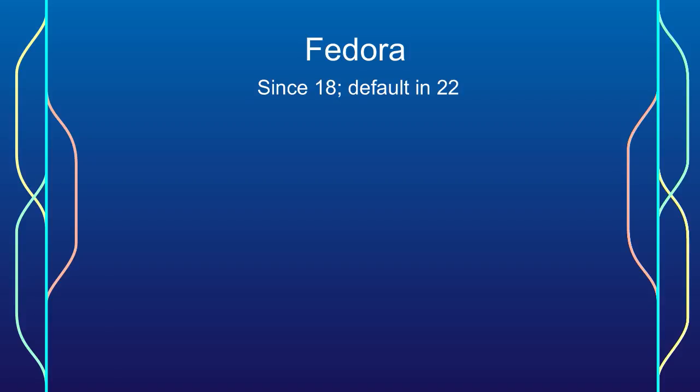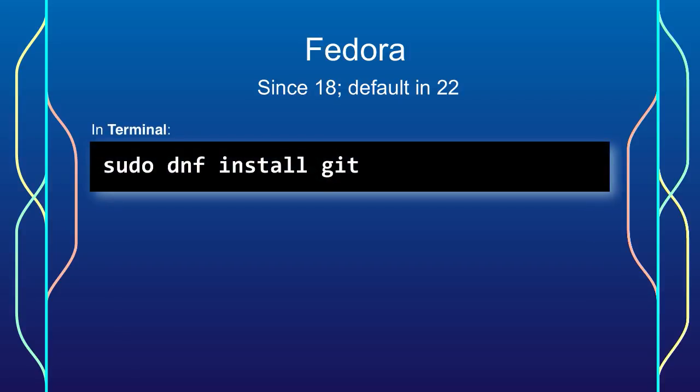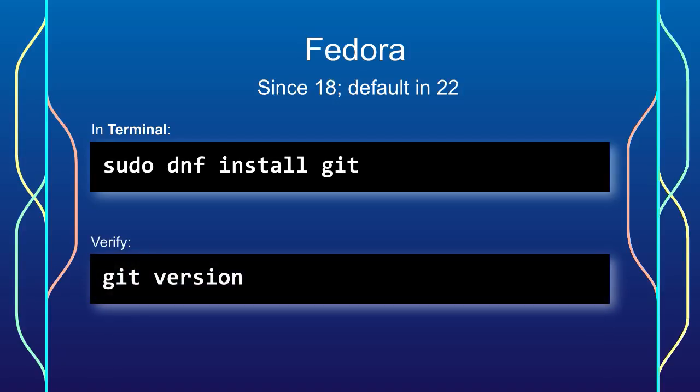Now, if you're running a relatively modern version of Fedora, this has been available since version 18, but it became default in 22 afterwards. You can use the newfangled dnf command, which is like the new version of yum. Again, you're going to have to use sudo or login as root, then dnf install git. You can kind of see there's a bit of a pattern here. Basically, your package manager, install git. And that should be it. Then you're going to verify using the version.